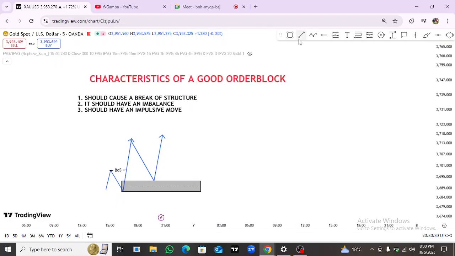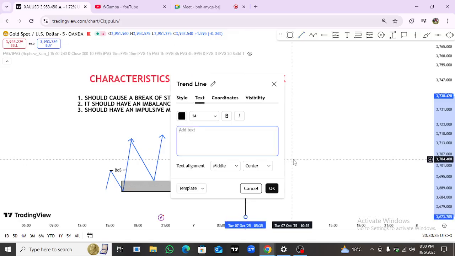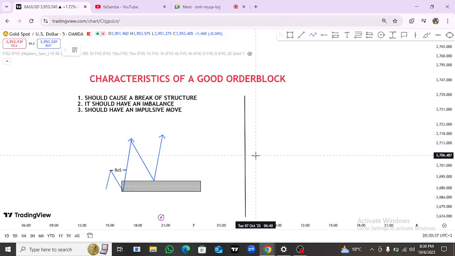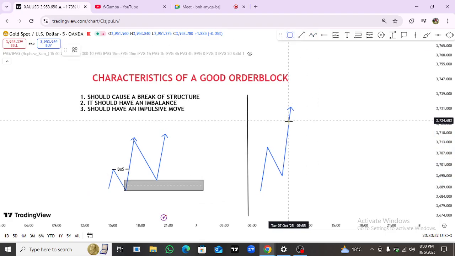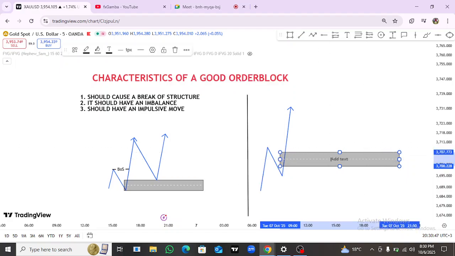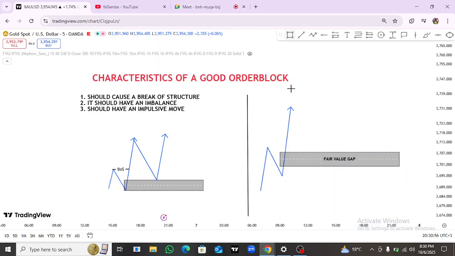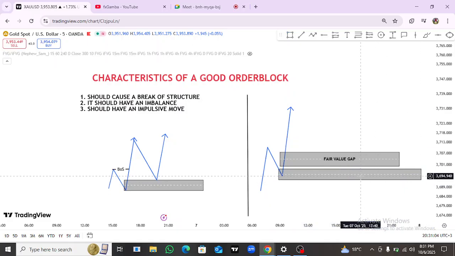Number two, we have said that it should have an imbalance. What do I mean by it should have an imbalance? It will have something like this. So the moment this is the order block, it should have something that will attract price to come back into that area. And most of the time we use fair value gaps as magnets as we wait for price to come and tap our order blocks.